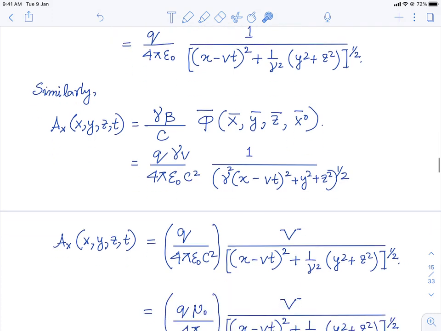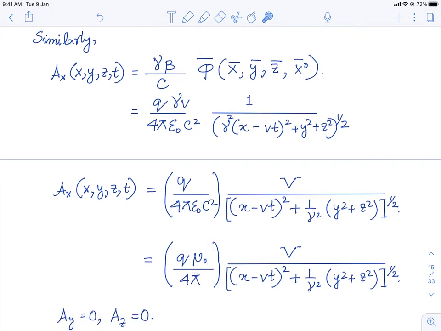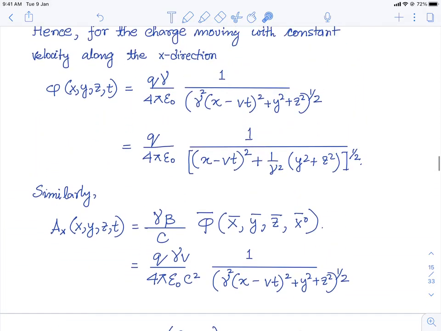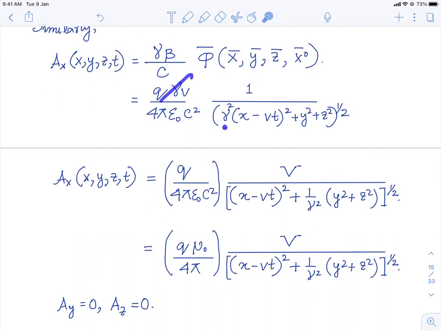Very good. Now the Ax component is also the same, just that this factor is different now. There's a gamma beta by c. This beta I am writing as v by c, and this epsilon naught c square gives me a factor of mu naught in the numerator. Here the velocity remains as the velocity, and the same thing happens with the denominator as happened with the scalar potential. Again the factor of gamma cancels, because I'm pulling it out, and this y square plus z square gets divided by gamma square. That's the solution. And Ay and Az are equal to 0.